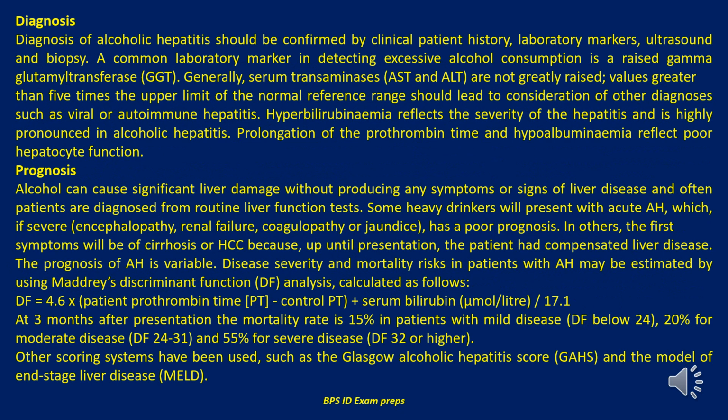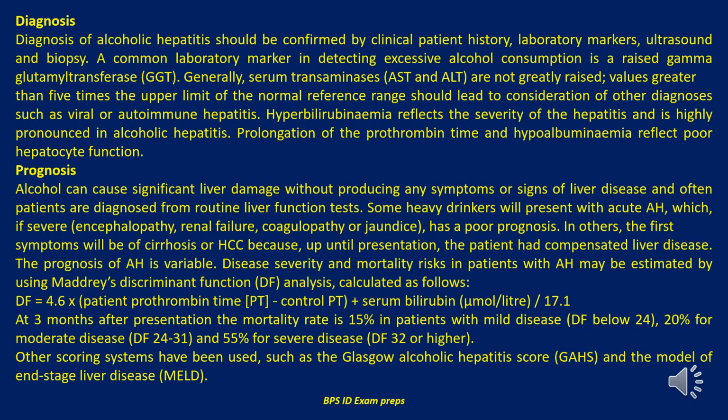Next we will discuss its diagnosis. Diagnosis of alcoholic hepatitis should be confirmed by clinical patient history, laboratory markers, ultrasound and biopsy. A common laboratory marker in detecting excessive alcohol consumption is a raised gamma-glutamyl transferase (GGT). Generally, serum transaminases, that is AST and ALT, are not greatly raised.